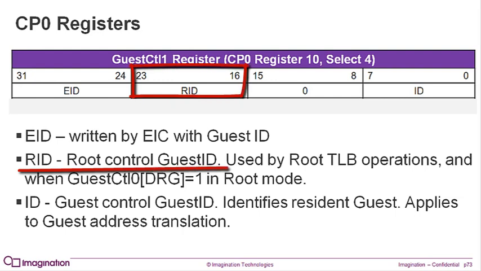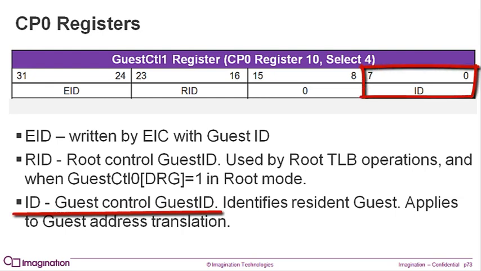RID is used when the guest control DRG field is set and the hypervisor is performing TLB operations that are targeted to a specific guest ID given by the RID field and not the root TLB entries. ID is the ID of the current resident guest set by the hypervisor when the guest is swapped in.